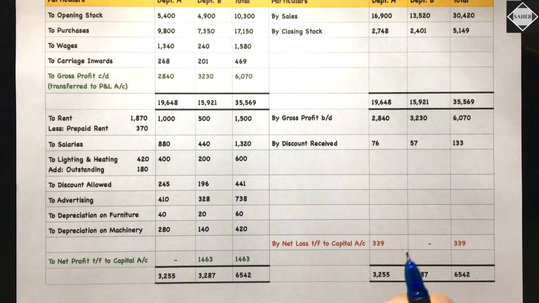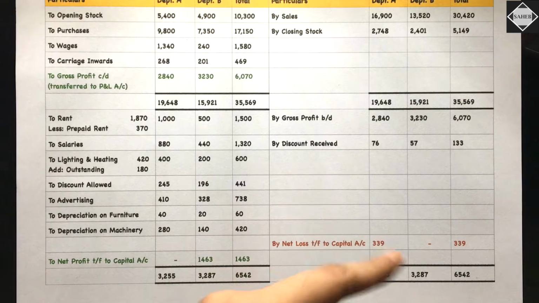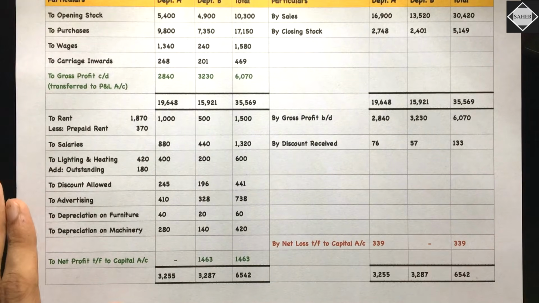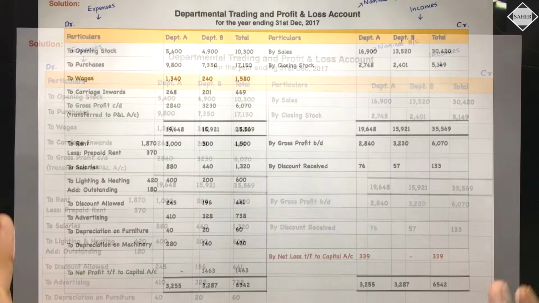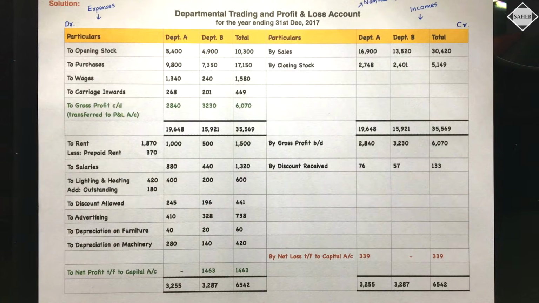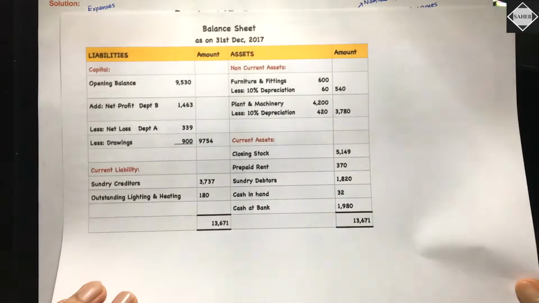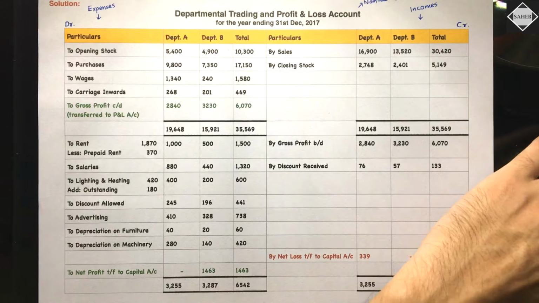Discount allowed is connected with sales, discount received is connected with purchases. So on that basis we have to apportion it, distribute it among the departments. Is it clear? So see here. Yeah, now you can take the screenshot if you want. Let me just show you the question.